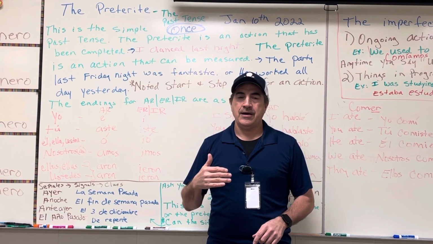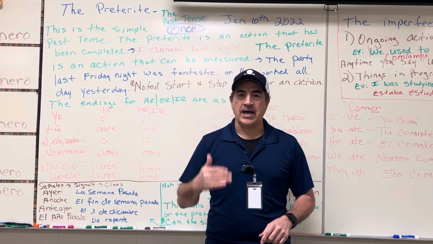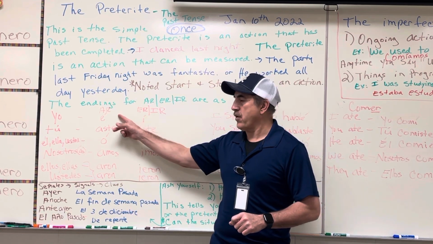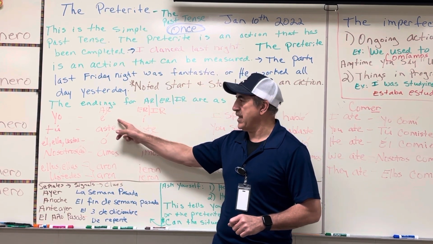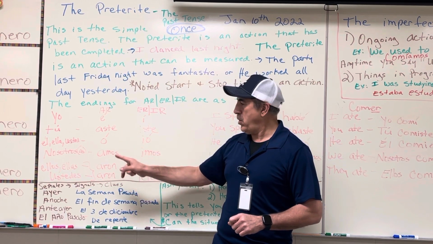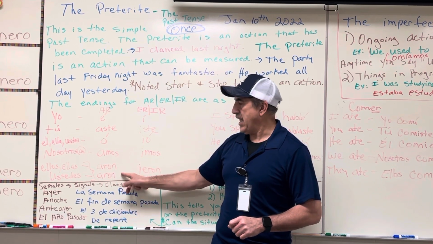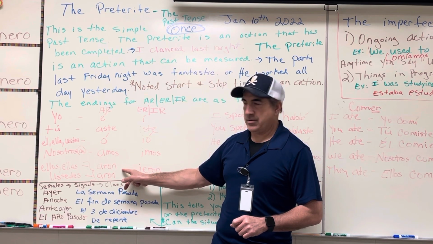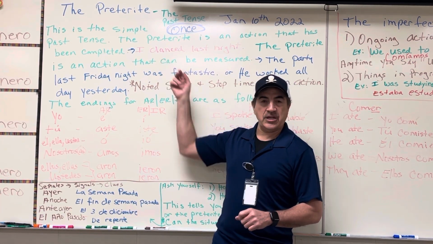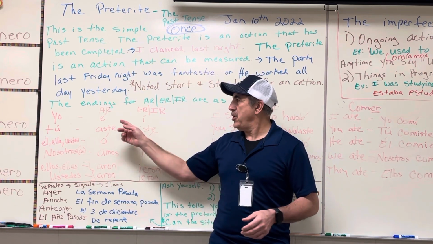So we normally know the present endings: as, o, as, a, amos, and an for the AR verb. This one here is going to be with an accent: aste, o, amos, and aron. Okay? So let's look at dance. It's an AR verb, bailar.